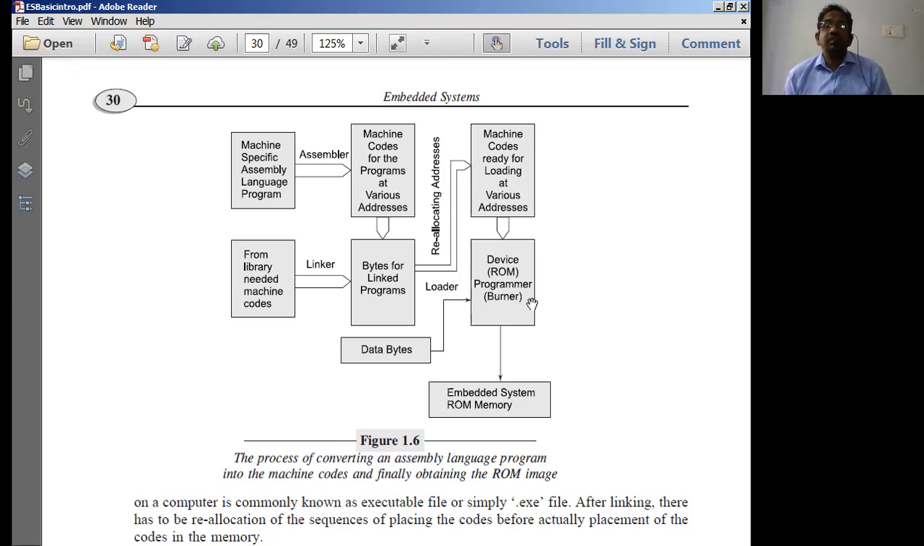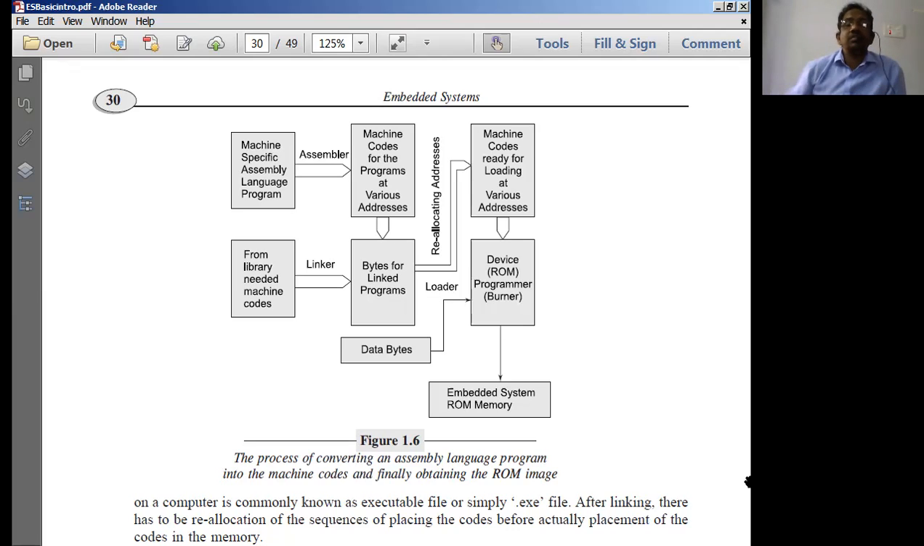Next it is given to the program burner. Once it is totally done, this program in machine codes is simply dumped into the ROM area. ROM is known as read only memory. This is the difference between the read only memory in the microcontroller or embedded system and in the microprocessor unit. In the case of the microcontroller, the ROM always contains the instructions needed to execute the program.